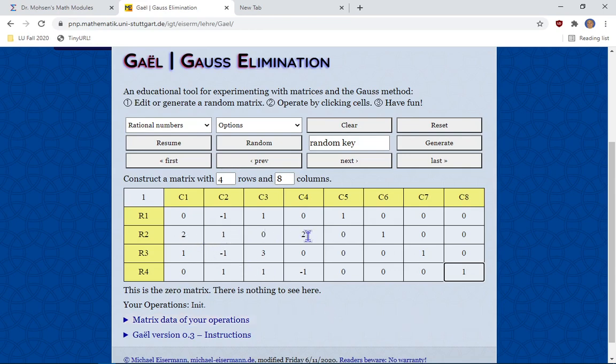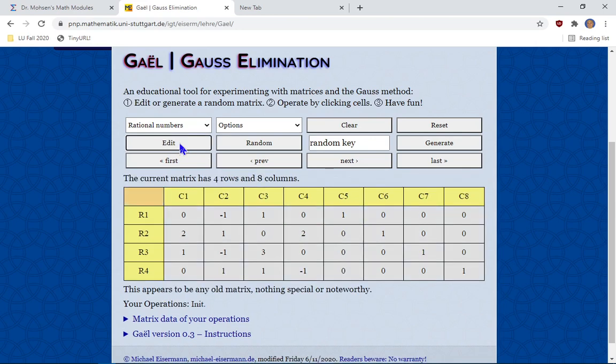It's always a good idea to double check everything, otherwise we have to do everything all over again. So the right hand side is easy to check, it's just ones on the diagonal. Okay, once we are done with this, click resume, and we get ready for our operations.